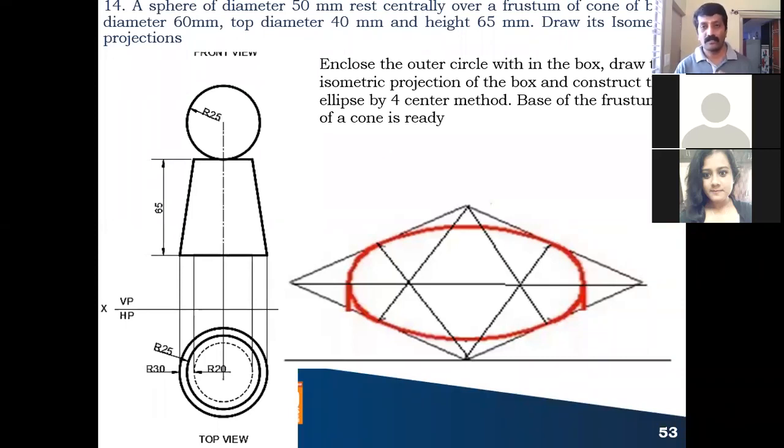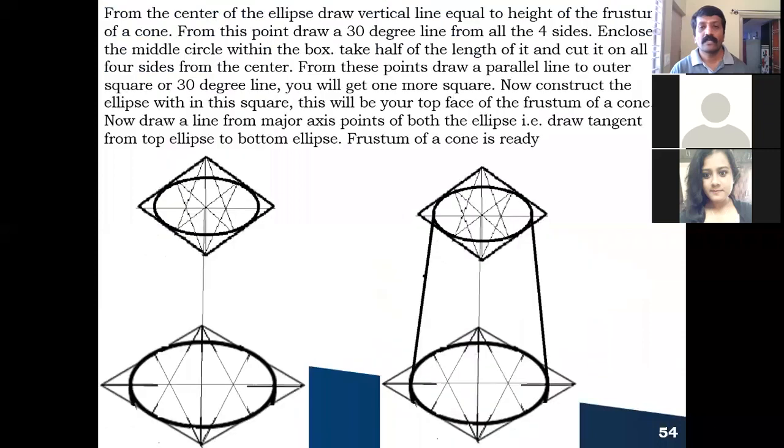Now one more ellipse, above this I need to construct, which has a different diameter. The base of the frustum of a cone has 60 millimeter. Top diameter is 40 millimeter. Correct. So now after constructing this ellipse, in the next step, let me show you here. So this is the bottom ellipse that you have completed.